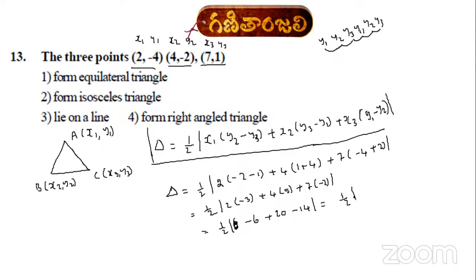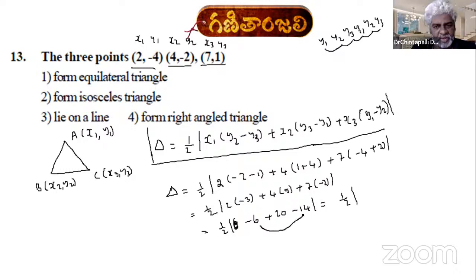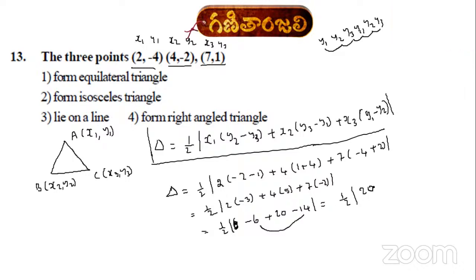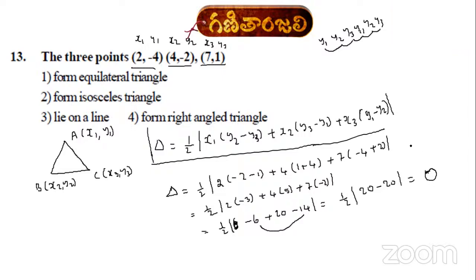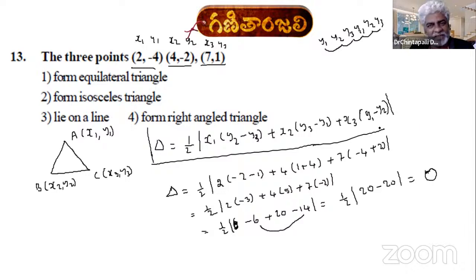Negative 6 plus 20, the result is 0. What is your comment? So it doesn't exist. That triangle doesn't exist. It is not a triangle.